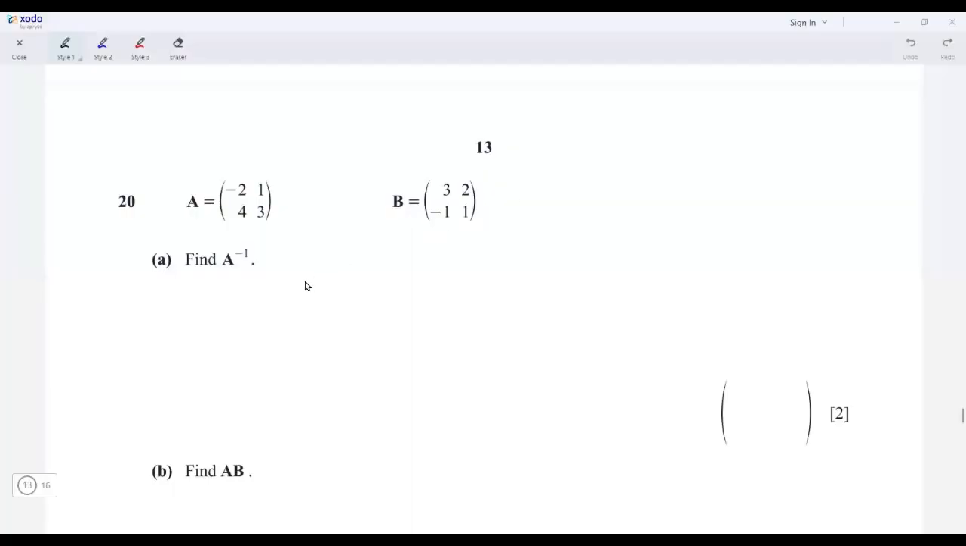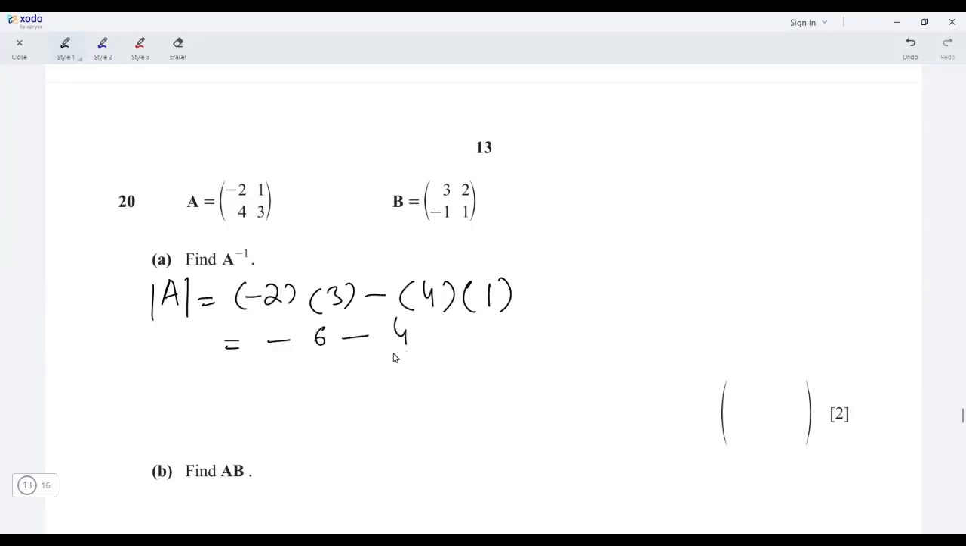For finding A inverse, we must know the determinant of A. The determinant is basically multiplying -2 with 3, the diagonals, and subtracting the multiplication of the other two diagonals, 4 times 1. So -2 times 3 is -6, and minus 4 results in -10. So we must know the adjoint.